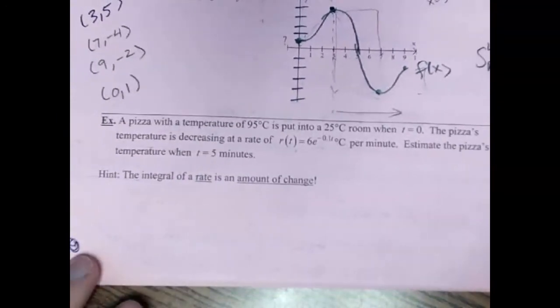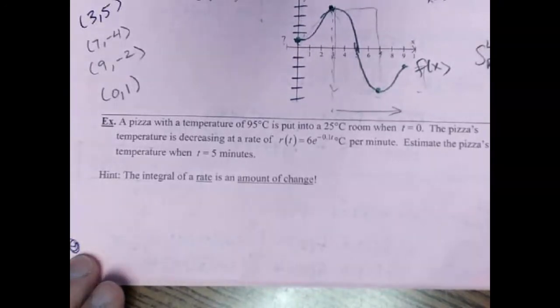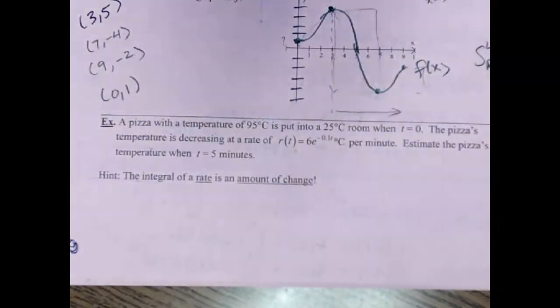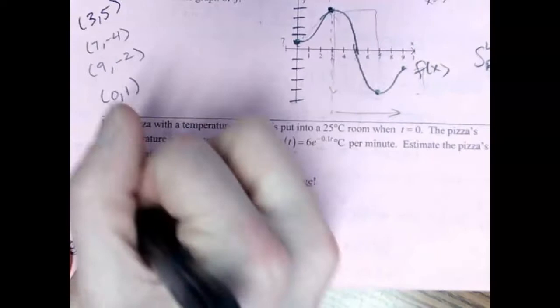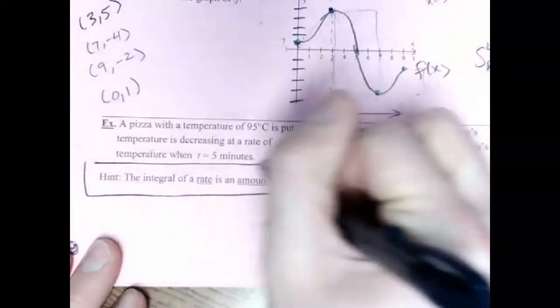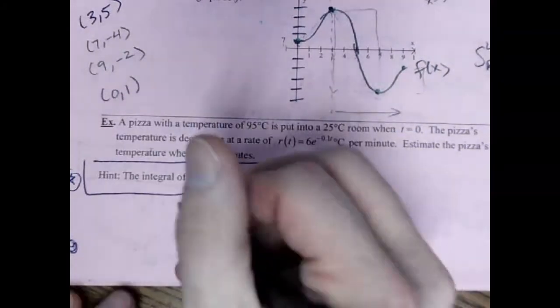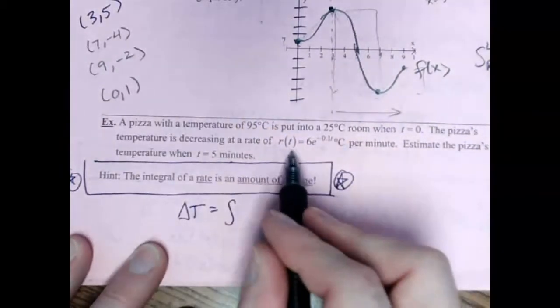All right, a pizza with a temperature of 95 degrees Celsius is put into a 25 degrees Celsius room when time equals 0. The pizza's temperature is decreasing at a rate given by this r sub t function, and the units for that r function are degrees Celsius per minute. It says estimate the pizza's temperature when time equals 5. And the hint is, remember, the integral of the rate is your amount of change. It's like the second or third time it's come up. That's a huge important concept. So let's go for it. If I wanted the change in temperature, that would be the integration of this rate function.